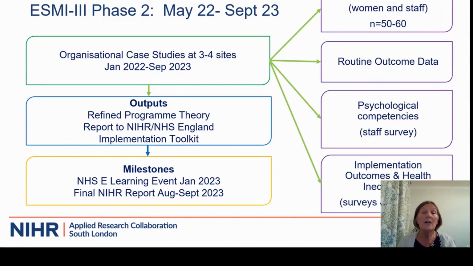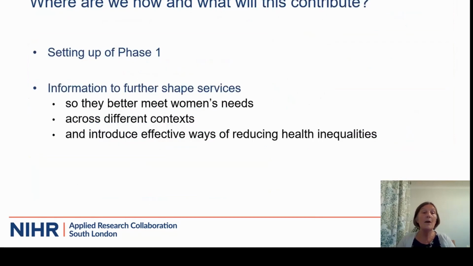Phase 2 will cover organisational case studies at 3 to 4 sites, and that will run from January 2022 through to September 2023. And these will involve realist interviews with women and staff, routine outcome data collection from women seen, psychological competencies in terms of a staff survey, and we'll be looking at implementation outcomes and health inequalities through surveys. So where are we now?